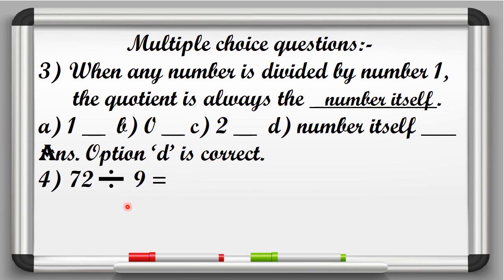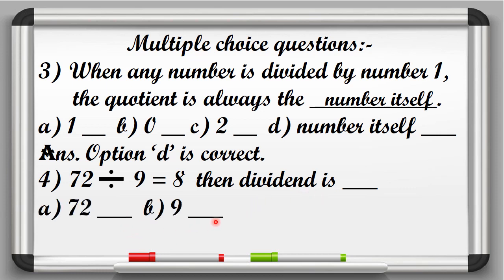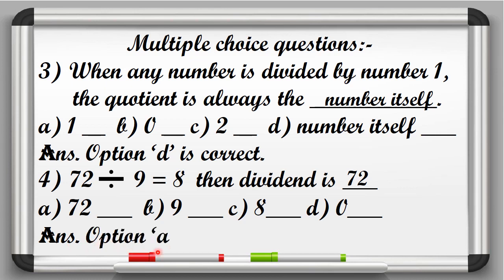Now in question number 4, 72 divided by 9 is equal to 8, then dividend is dash. यहाँ पर हमें दिया हुआ है 72 डिवाइडेड बाय 9. हमने 72 को जब 9 से डिवाइड किया तो हमारा क्वोशिएंट आ गया 8. तो हमें इसमें से बताना है डिविडेंड कौन सा है. ठीक है, तो डिविडेंड, व्हाट इज डिविडेंड बेटा? ऑप्शंस आर ए 72, बी 9, सी 8 एंड डी 0. तो डिविडेंड क्या होता है बेटा? द नंबर दैट इज टू बी डिवाइडेड, है ना. जिस नंबर को हमें डिवाइड करना होता है. तो यहाँ पर हमने किसको डिवाइड किया है? 72 को. ठीक है, सो हियर 72 इज द करेक्ट आंसर. सो ऑप्शन ए इज करेक्ट. अंडरस्टूड.